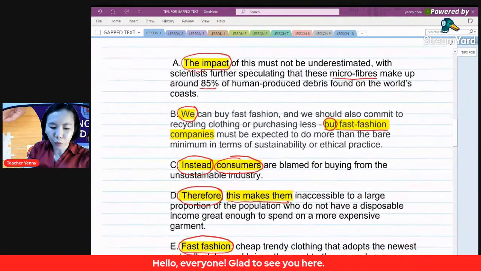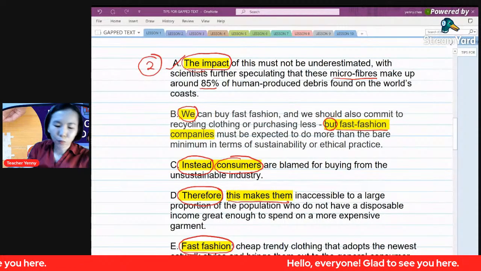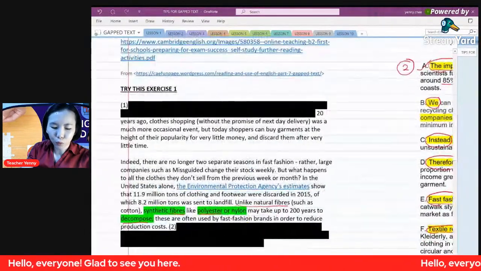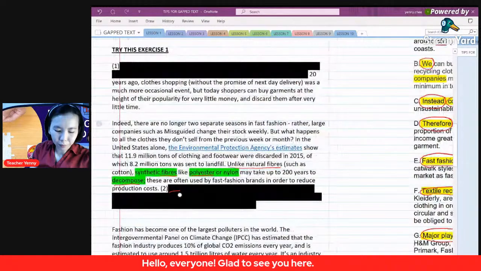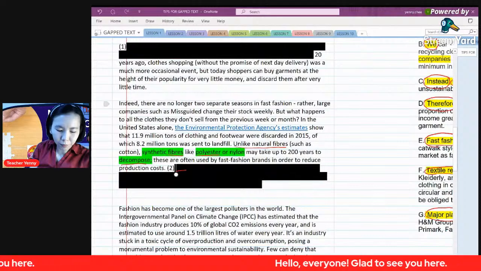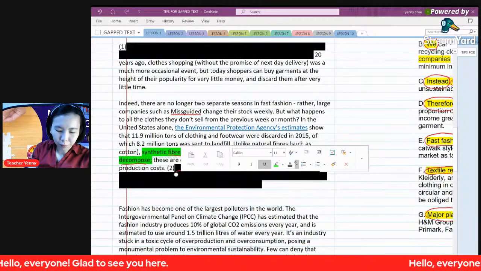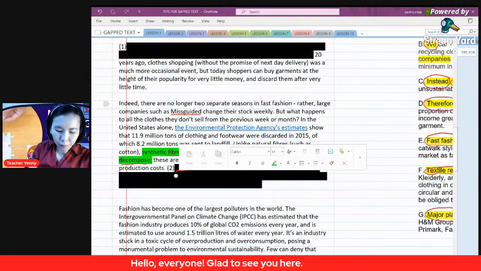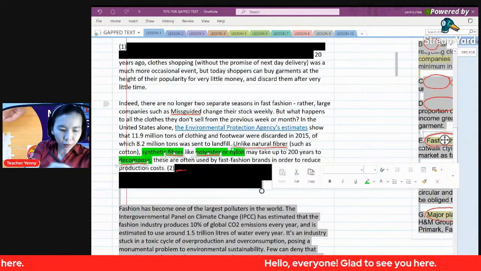So maybe you feel that, okay, this might be the answer. So you put a tick, okay? So this is for number 2, okay? So you have done that. That's for number 2. I can show you the answer. Okay. So this would be the answer. Let me show you the answer.